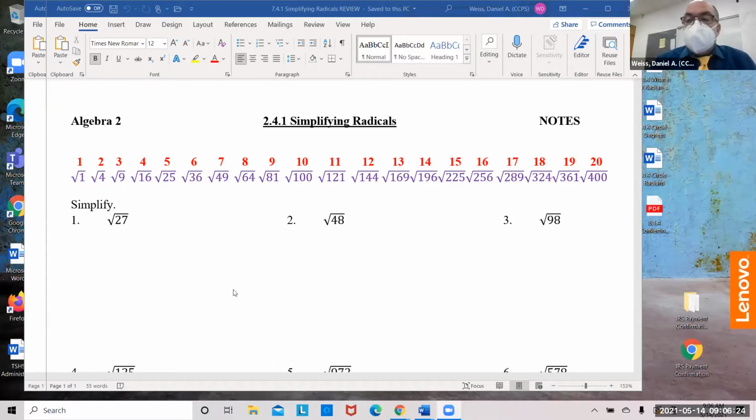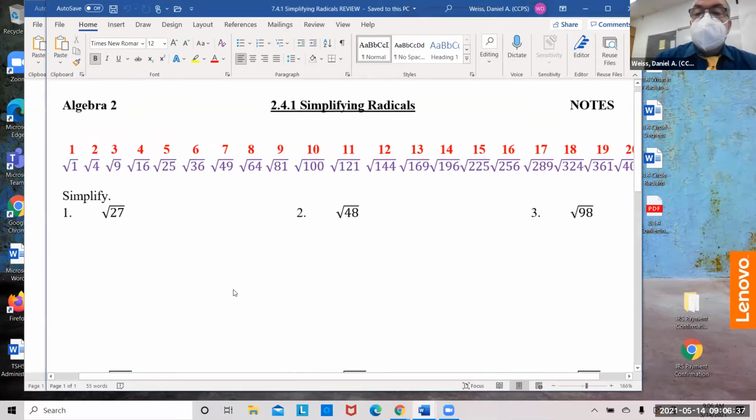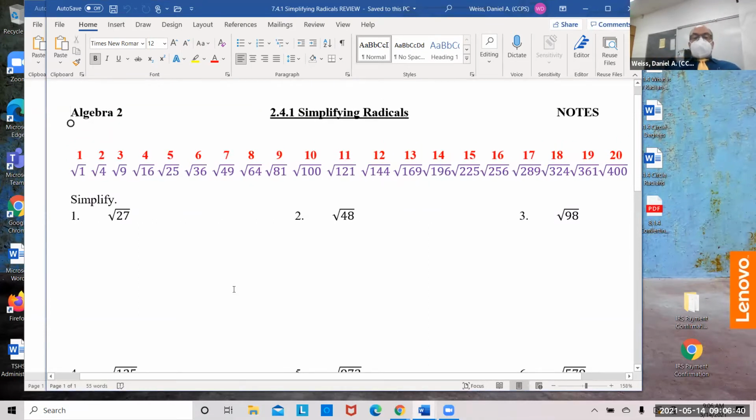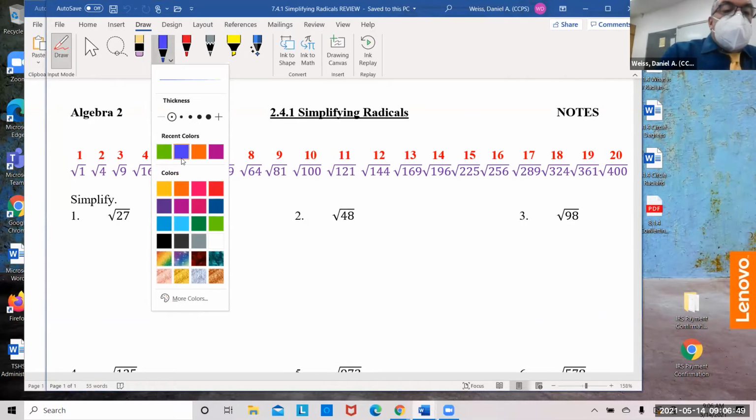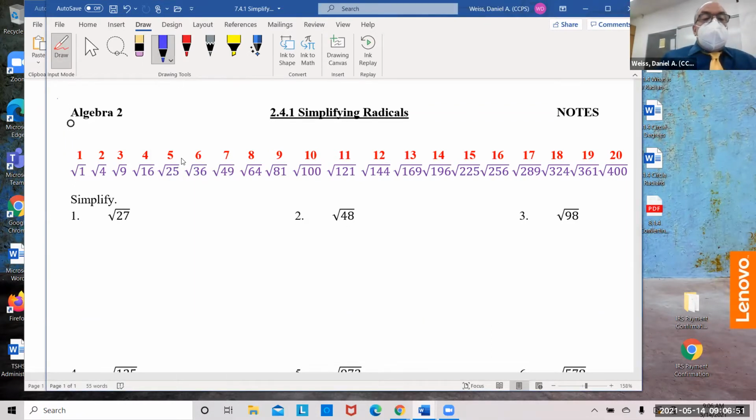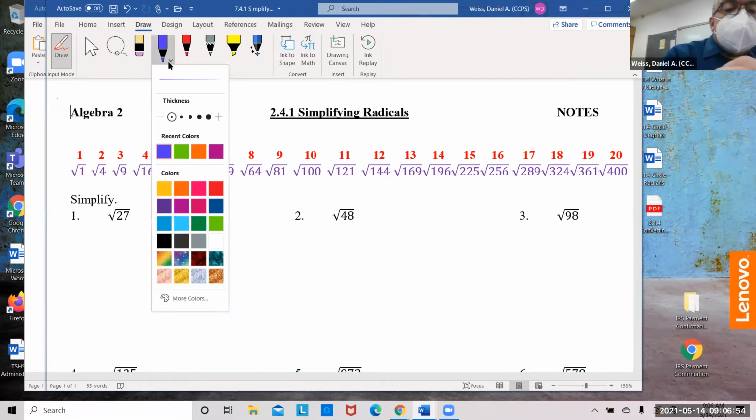Today we're going to do something called geometric mean. Don't be afraid of the big words. It's very easy, right? But to do this today on Delta Math, I need to review one concept with you, and that's simplifying radicals. Simplifying radicals. What am I talking about? Well, the square root of 27, for example.